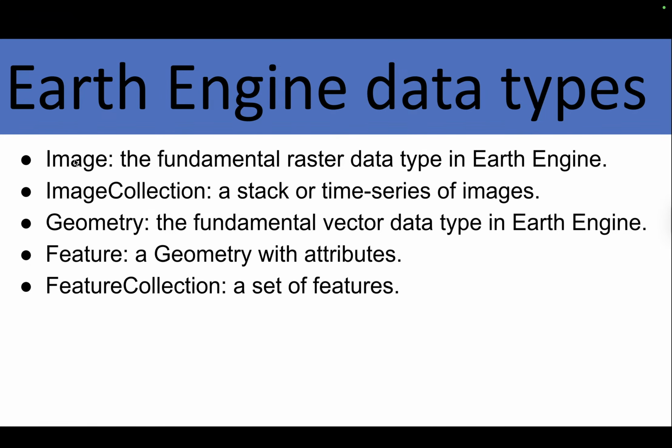So basically in Earth Engine, we always use these 5 types of data: image, image collection, geometry, feature, and feature collection. For each of these types we have to use different functions. For image data we use some functions, for image collection other functions, for geometry another, for feature another, and for feature collection another. So we use these fundamental 5 data types in the Earth Engine platform.